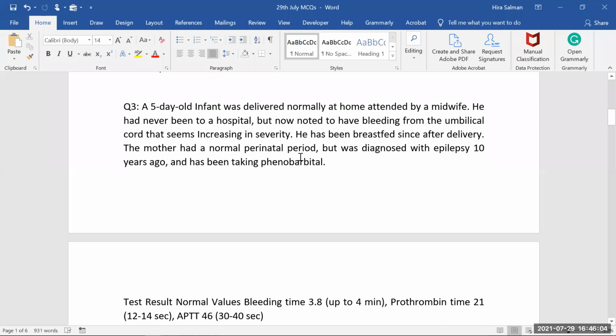Attended by a midwife, he had never been to a hospital. But now we have bleeding from the umbilical cord that seems to be increasing in severity. The bleeding is getting worse and worse. He has been breastfed since delivery.